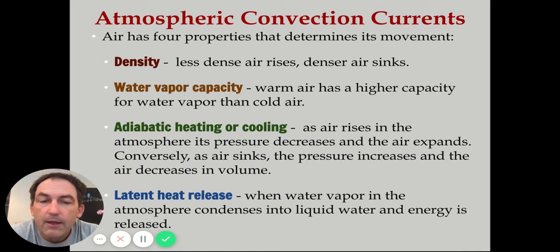Okay. And then finally, the idea of latent heat release. So when you have a precipitation event, you have condensation, and there's energy released with that condensation. And so we experience that as a rain event causing the temperature to drop, at least a few degrees.